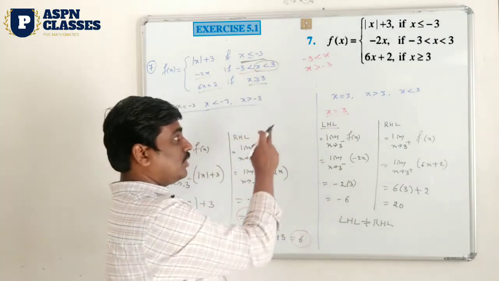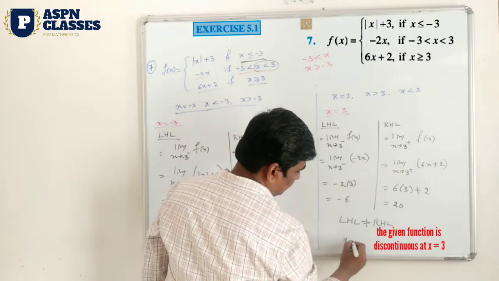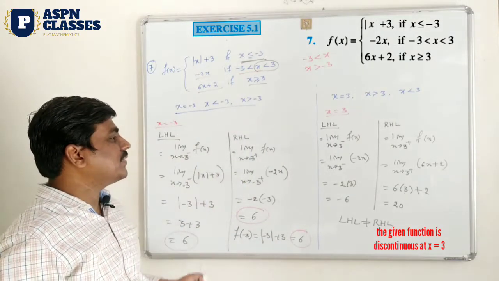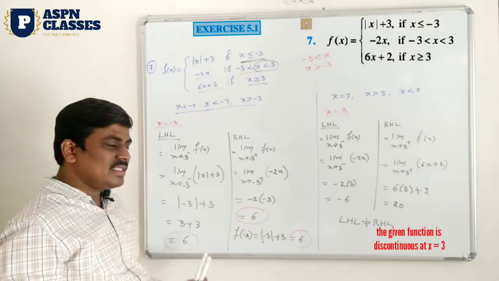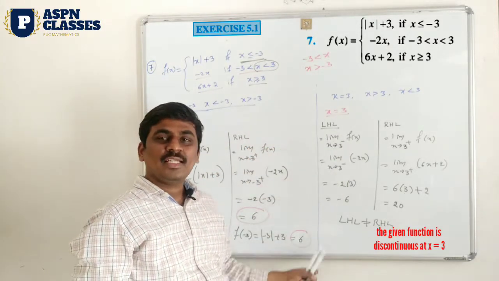Therefore the given function is discontinuous at x equals 3. In this case you have to write that x equals minus 3 is continuous, but x equals plus 3 is discontinuous.